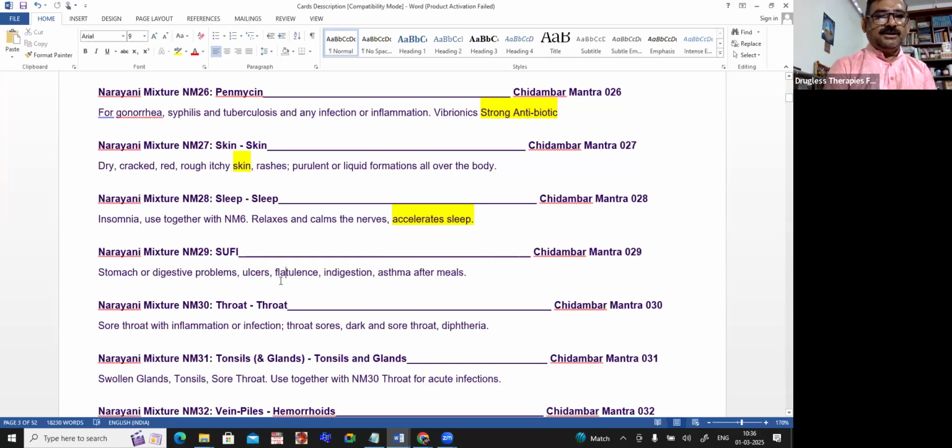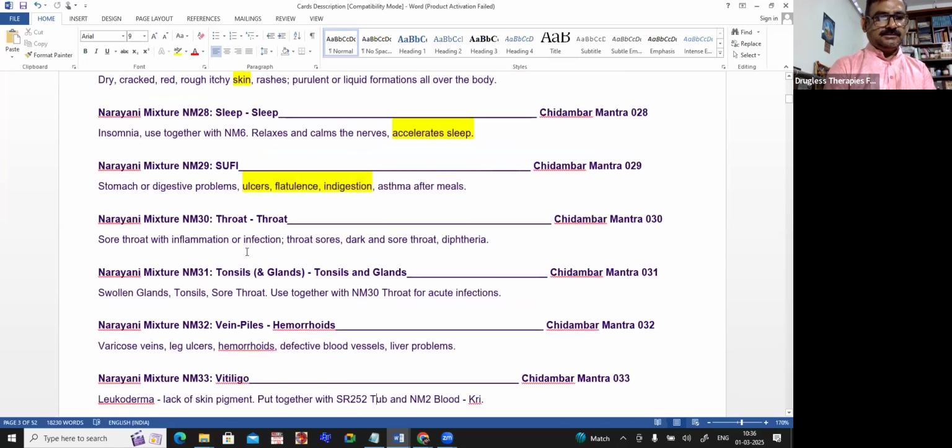And stomach digestion problem. We'll use only one out of this, which is indigestion. Okay, this is most important. Ulcers, flatulence, and indigestion. Throat. See, all self-explanatory, but what I am underlining, this will be a part of the option. Like a throat, NM30 throat is useful for even sore throat, which is also one sort of inflammation or infection of the throat. So we'll extend up to here.